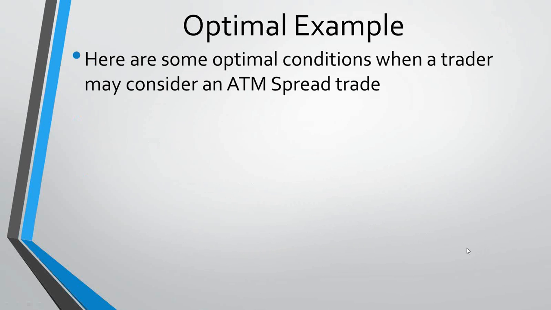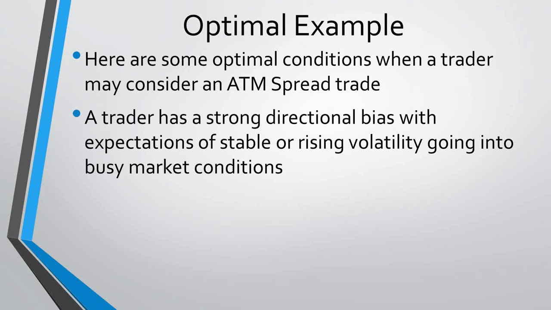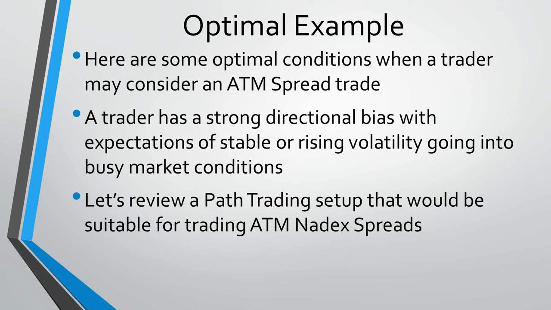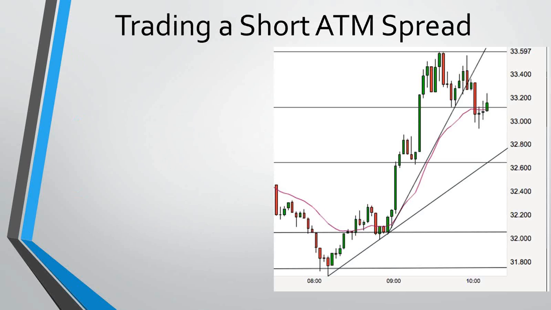So, optimal example: here are some optimal conditions when a trader may consider an at-the-money spread trade. A trader has a strong directional bias with expectations of stable or rising volatility going into busy market conditions. Let's review a Path trading setup that would be suitable for trading an at-the-money Nadex spread. Again, with a Path trading setup, you're not going to understand why we would have placed this trade. That's the kind of thing we teach at Path. We teach you how to find these on your own. But let's just take a look at it, because we do need to have an example.